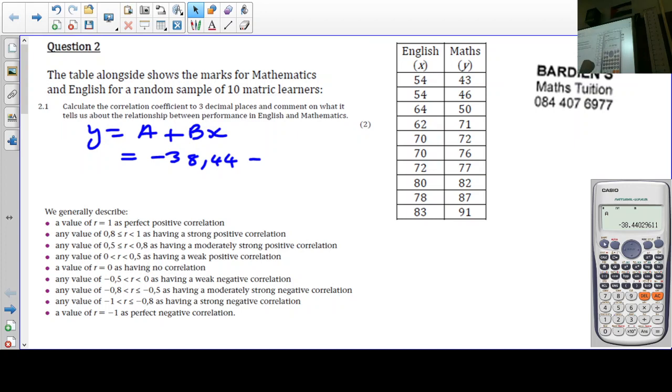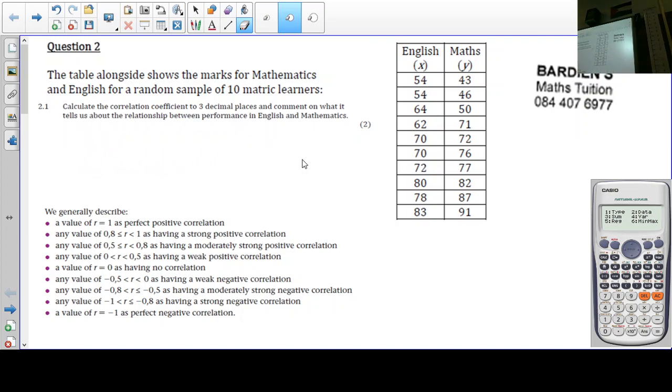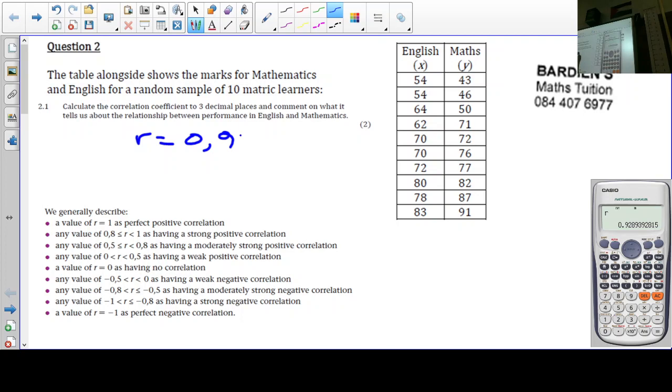So you press shift 1, 5, sorry, wrong. I'm supposed to have got an R, that's your correlation coefficient. So it's 5, 3. Normally we ask correlation coefficient afterwards, but in this question it was first. So the 0,92829. Okay, as the question says, to 3 decimal places.